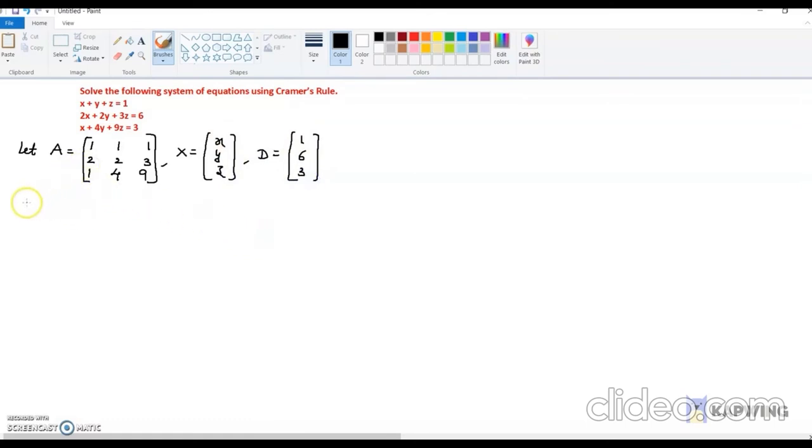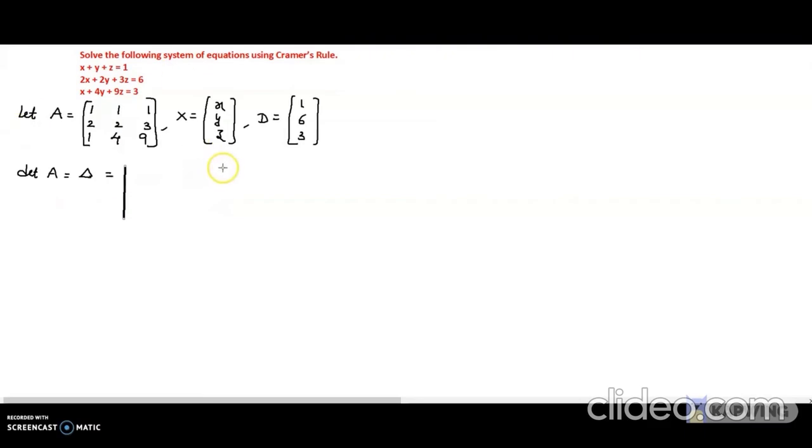First, in Cramer's rule, we need to find the determinant of the matrix A, that is, the coefficient matrix. So the determinant of A is denoted by the symbol delta in Cramer's rule. Delta is nothing but the determinant of A. So let us first find the determinant of A. Let us write down the elements of A in the determinant form.